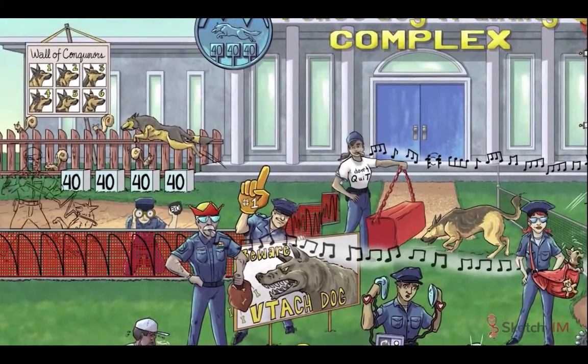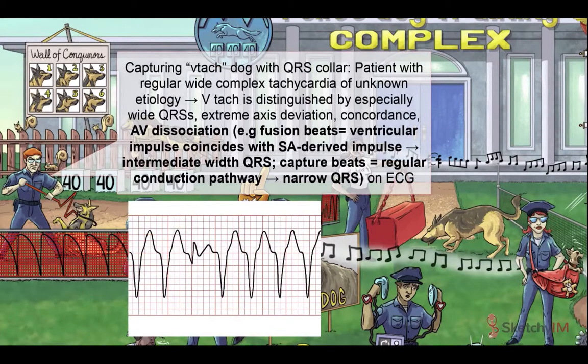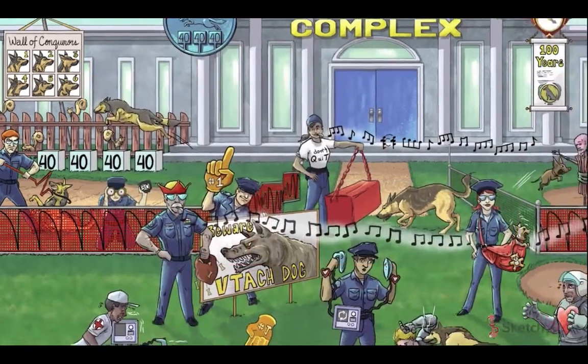Fusion beats occur when the ventricular impulse coincides with the supraventricular impulse coming from the SA node. This generates a QRS complex that's a width in between a normal sinus QRS and the wide ventricular QRS. A capture beat shows up as a normal QRS complex in the midst of all those wide complexes. For a brief moment, the regular conduction pathway is able to capture the ventricles, if you will, resulting in normal ventricular depolarization and a narrow QRS.